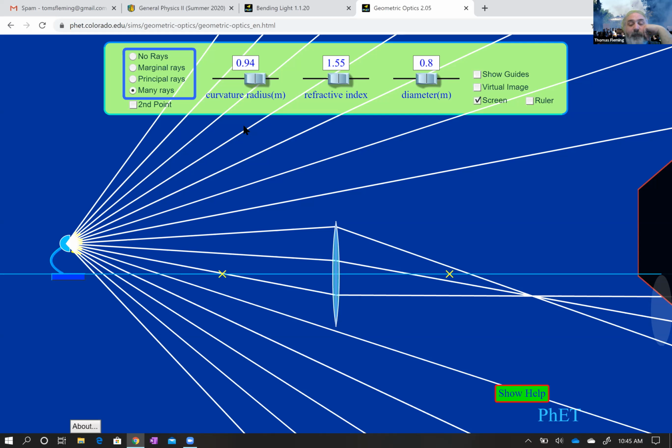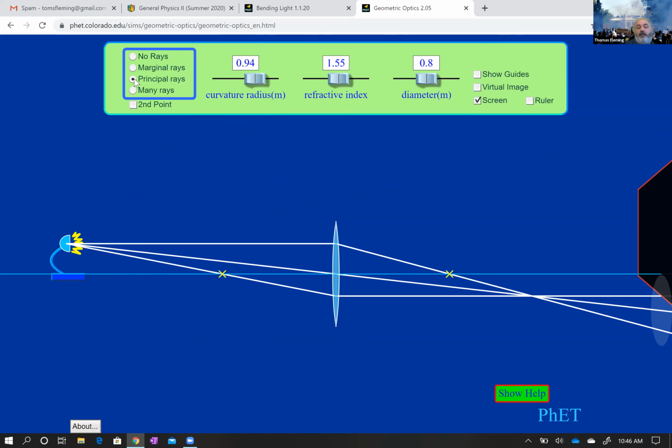So when we talk about lenses and try to analyze how lenses work, a lot of times we'll focus our attention on some very specific rays whose behavior is easy to predict. And so what we're going to do is reduce our total number of rays down to what we call our 3 principal rays. And the 3 principal rays that travel through a lens are as follows.